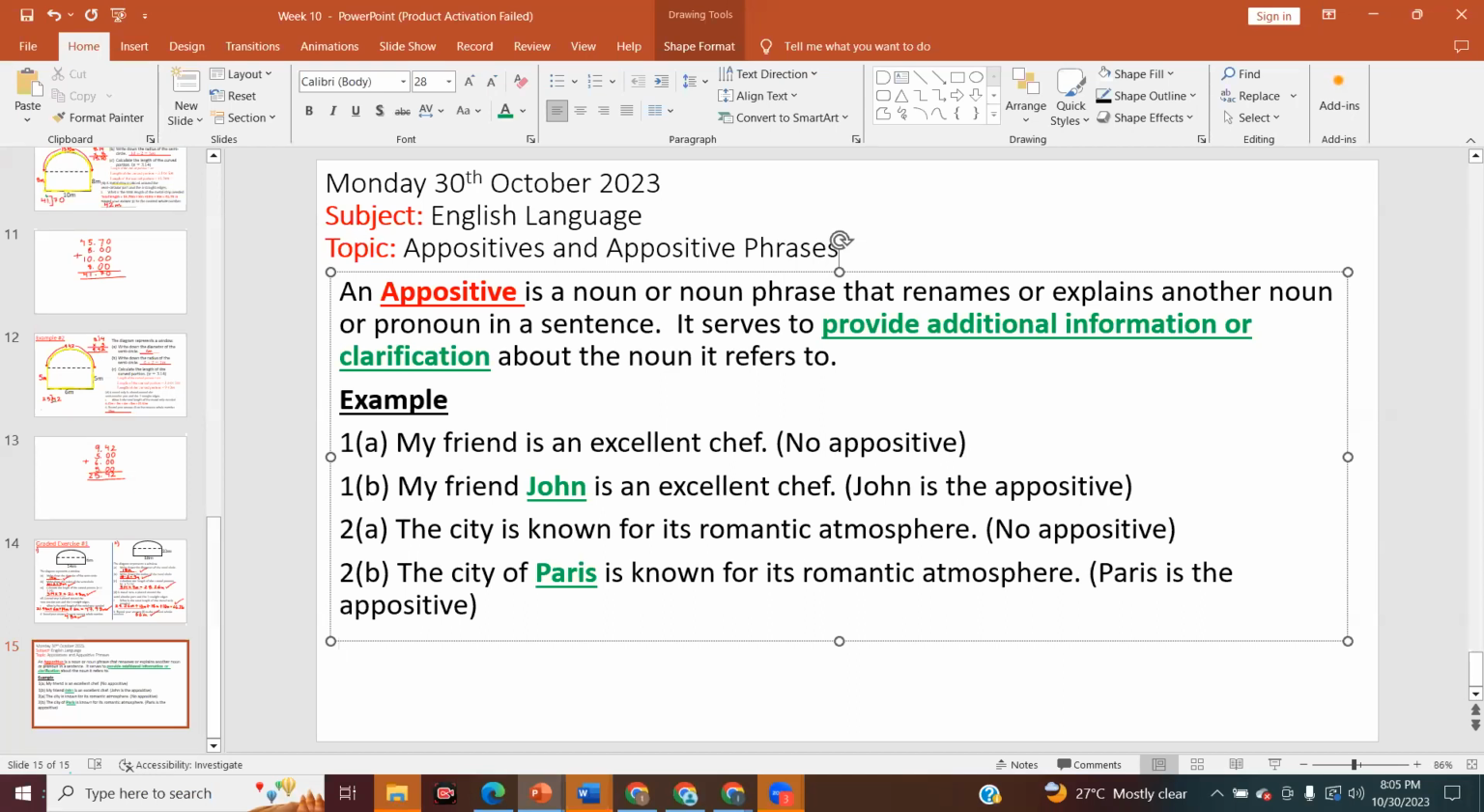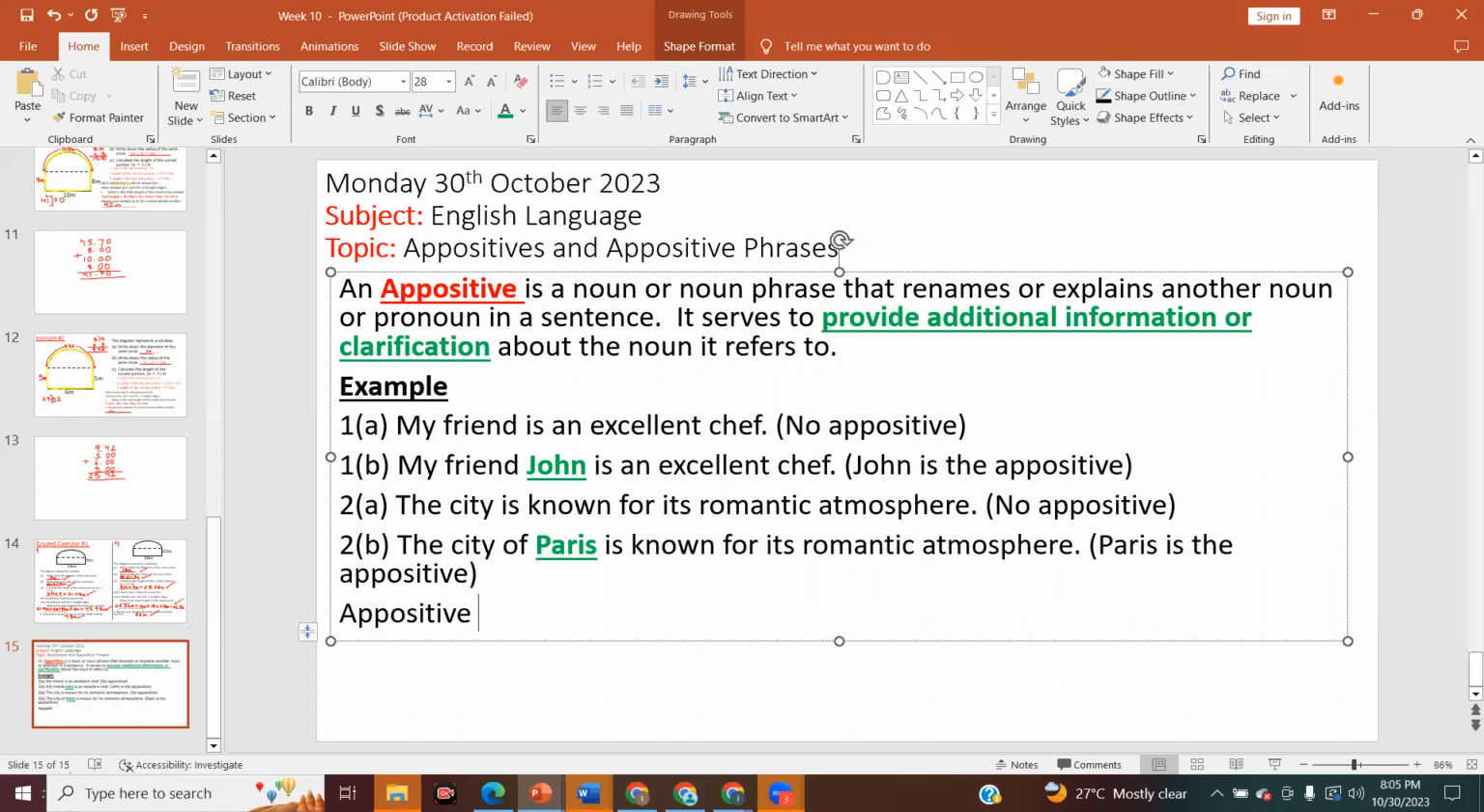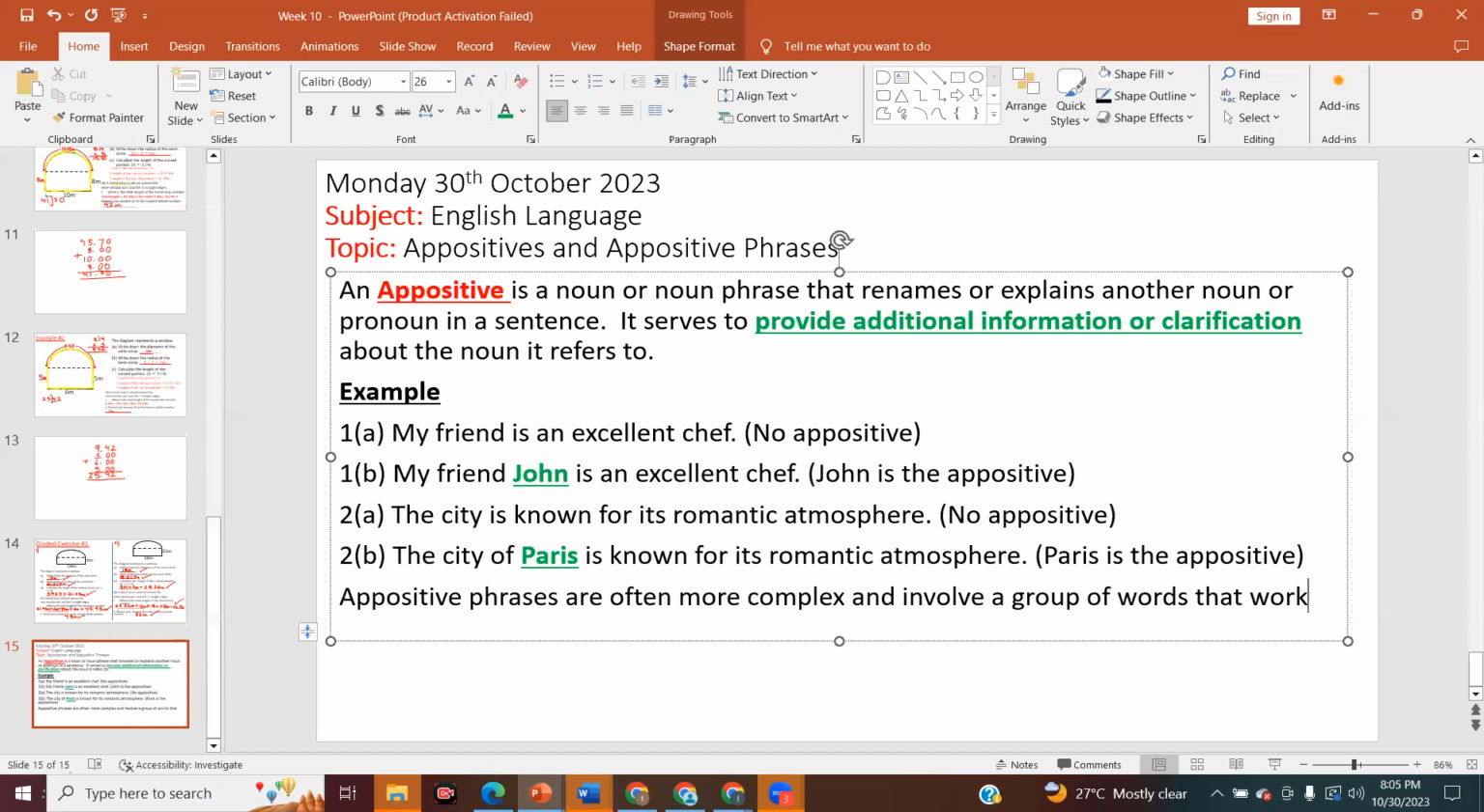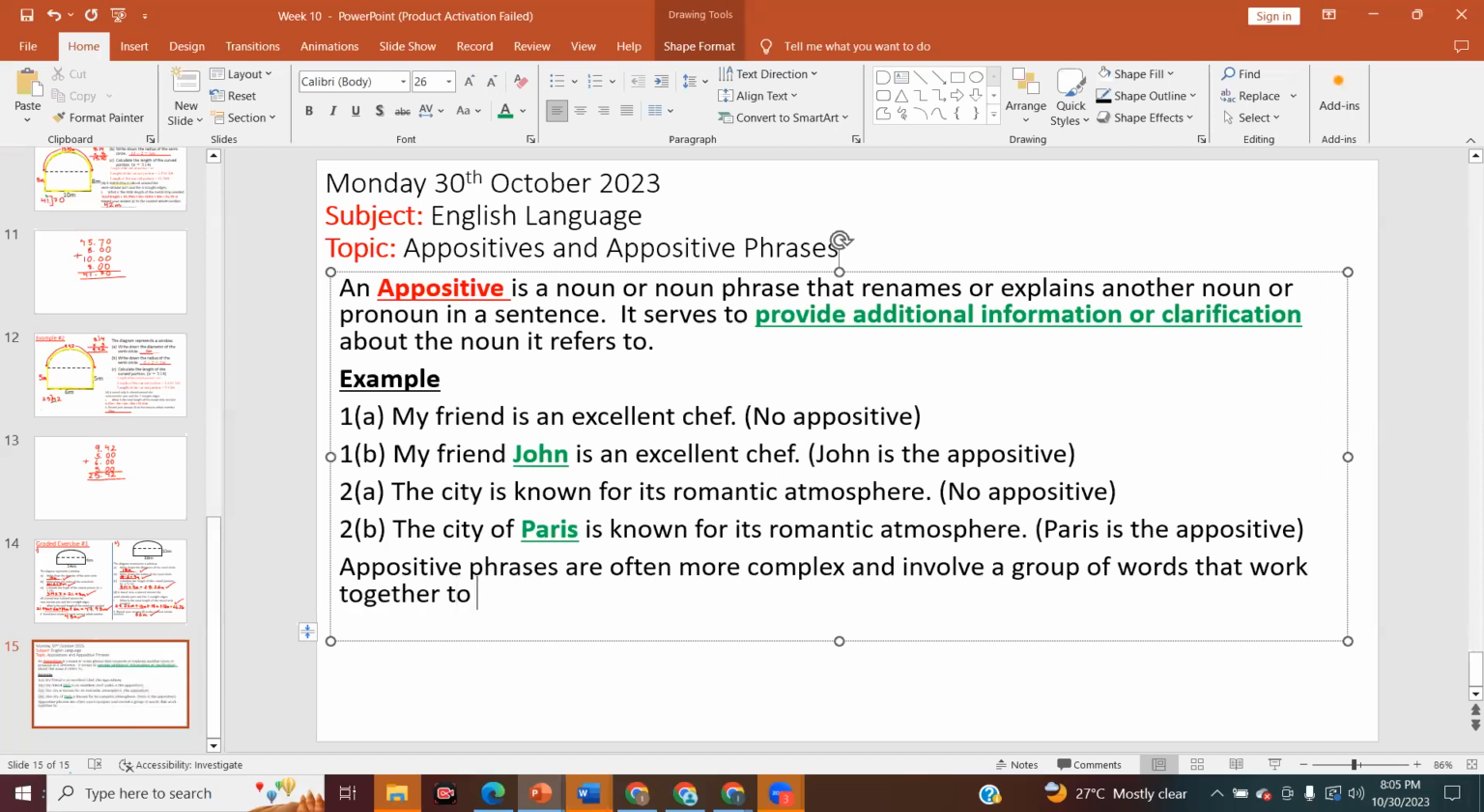All right, so let's write that down. Appositive phrases are often more complex and involve a group of words that work together to identify or describe a noun.